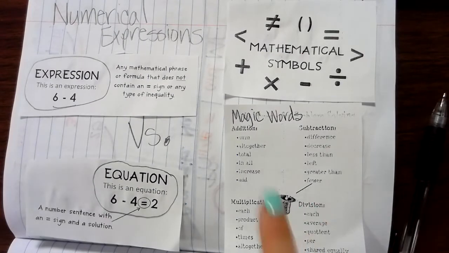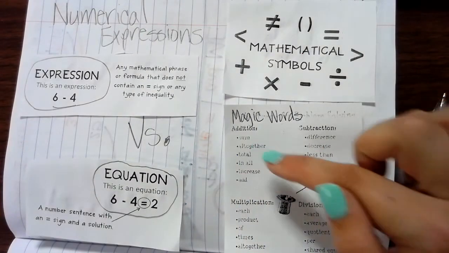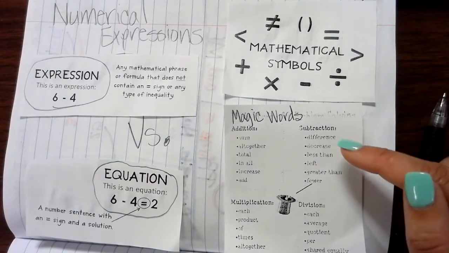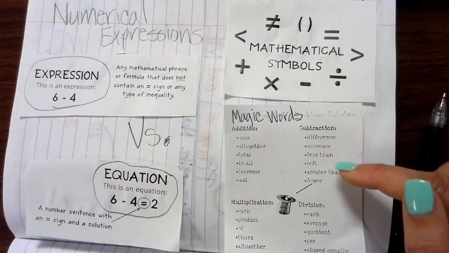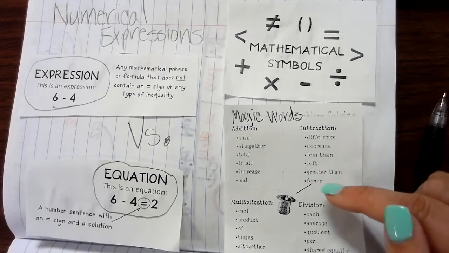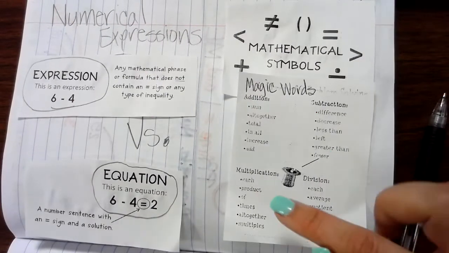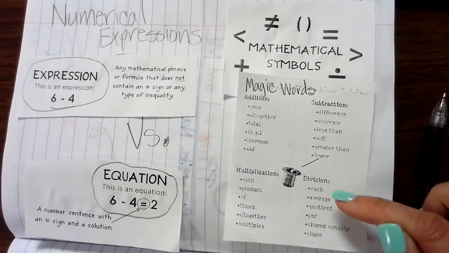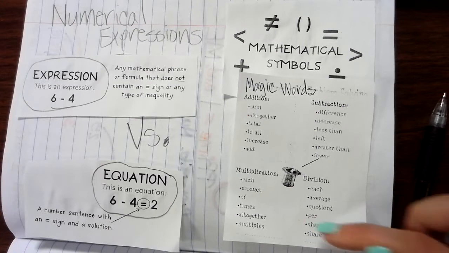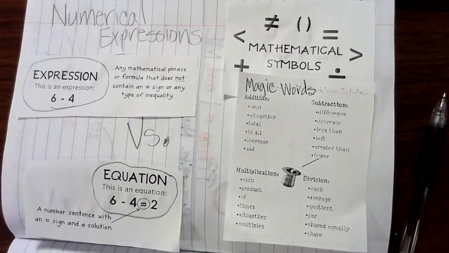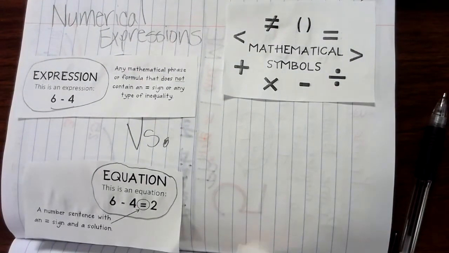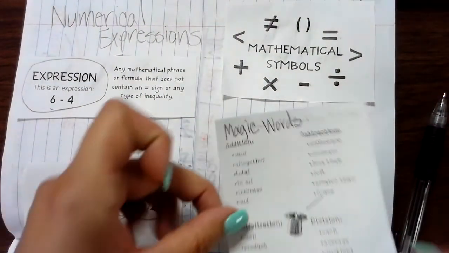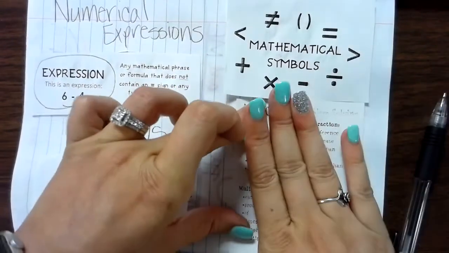And I know that's not a very good copy, but for addition, it's sum, altogether, total, in all, increase, add. For subtraction, I have difference, decrease, less than, left, greater than, fewer. For multiplication, I have each, product of, times, altogether, multiples. Division: each, average, quotient, per, shared equally. So I want you to glue your magic words that you would be looking for in a problem right underneath your math symbols right there, and glue that in. Okay.